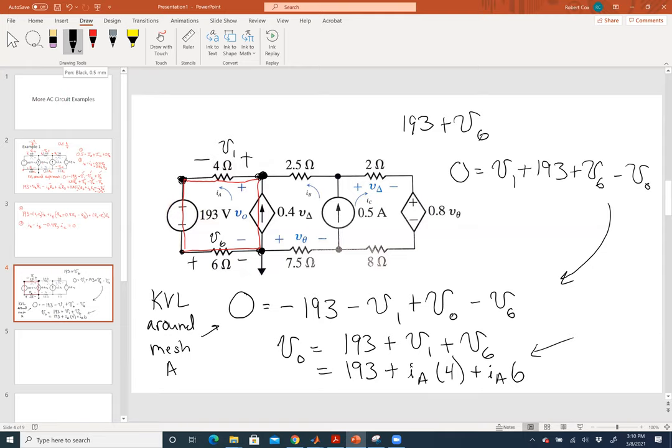Right. All right. So it doesn't really matter which way you go. My suggestion is pick a direction you like and go with that. I almost always start in this bottom left corner and go around. Why? I don't know. Usually because the voltage sources are on the left side and I start at the bottom of the voltage source.